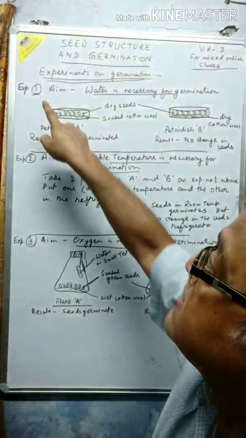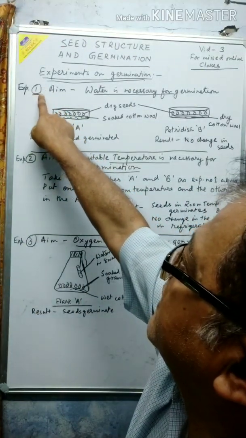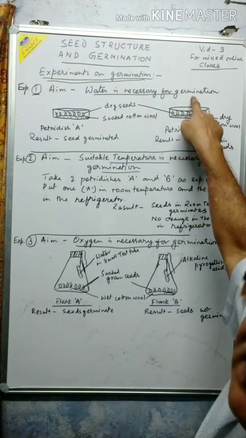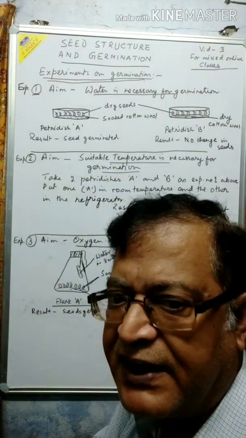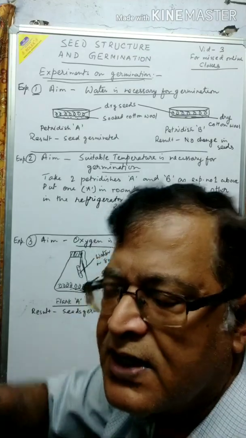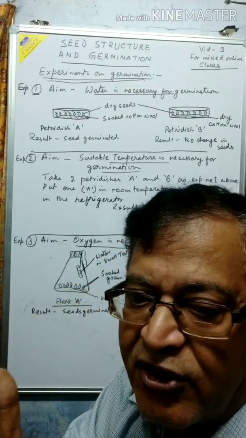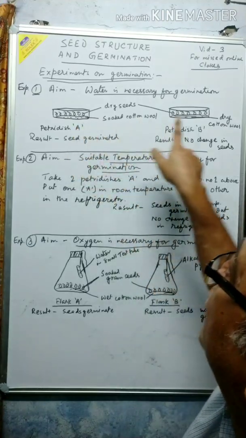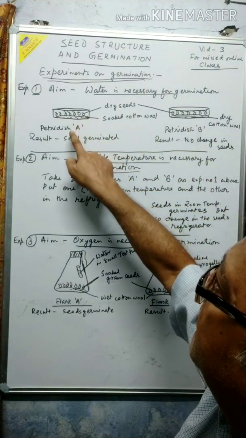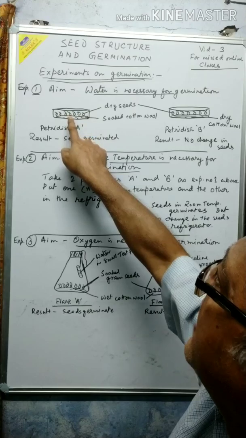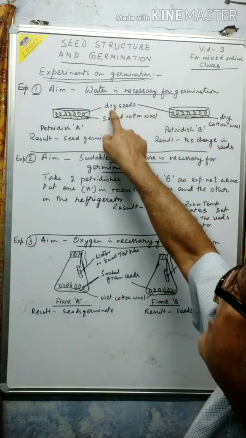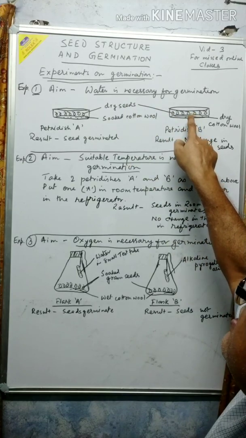The first one is experiment number 1. Aim: water is necessary for germination. This is a very simple experiment, anybody can do at home. You take a container. In the laboratory we take a petri dish. We take 2 petri dishes, petri dish A and petri dish B. In petri dish A we take dry seeds, petri dish B also dry seeds.